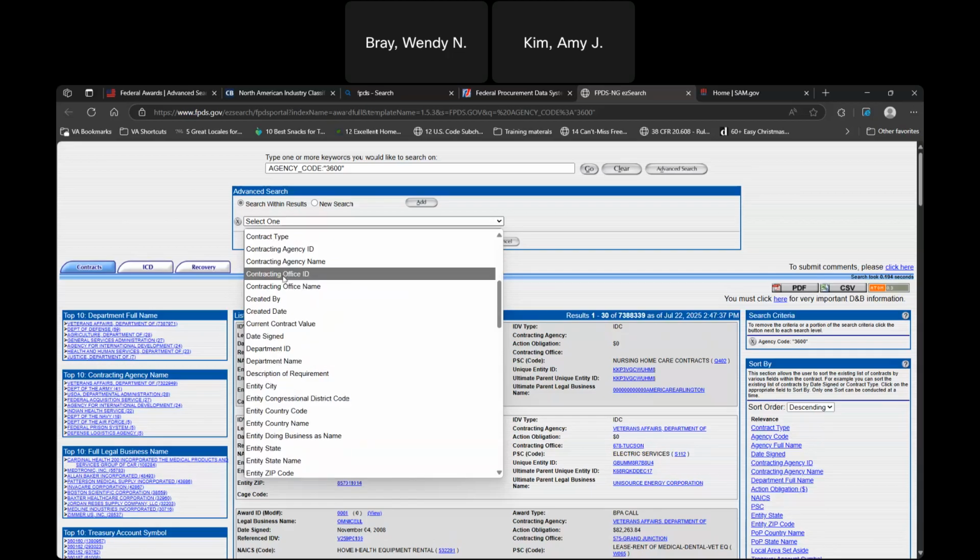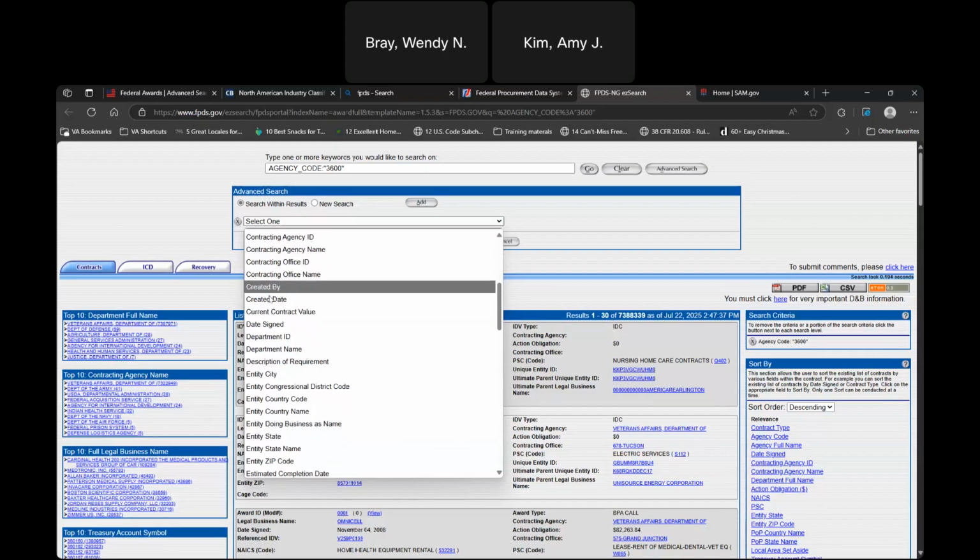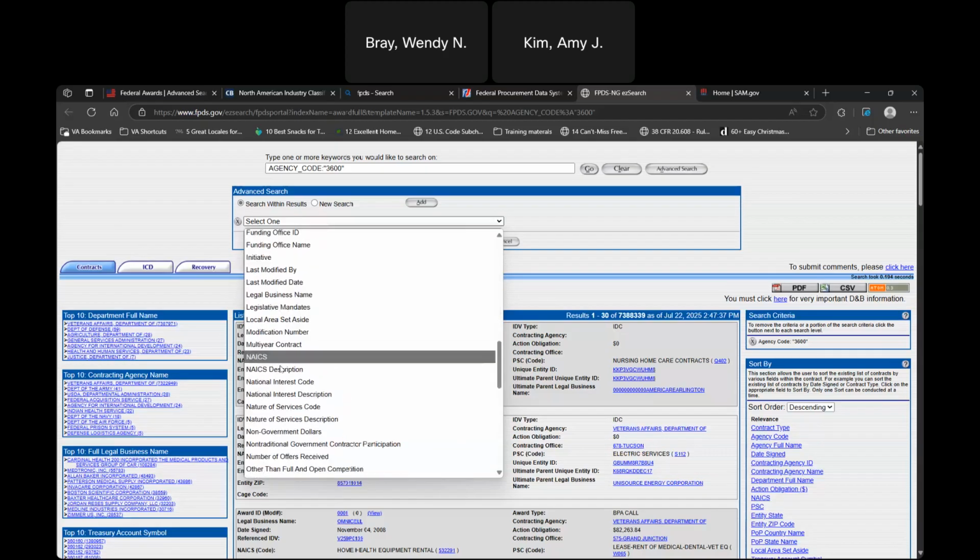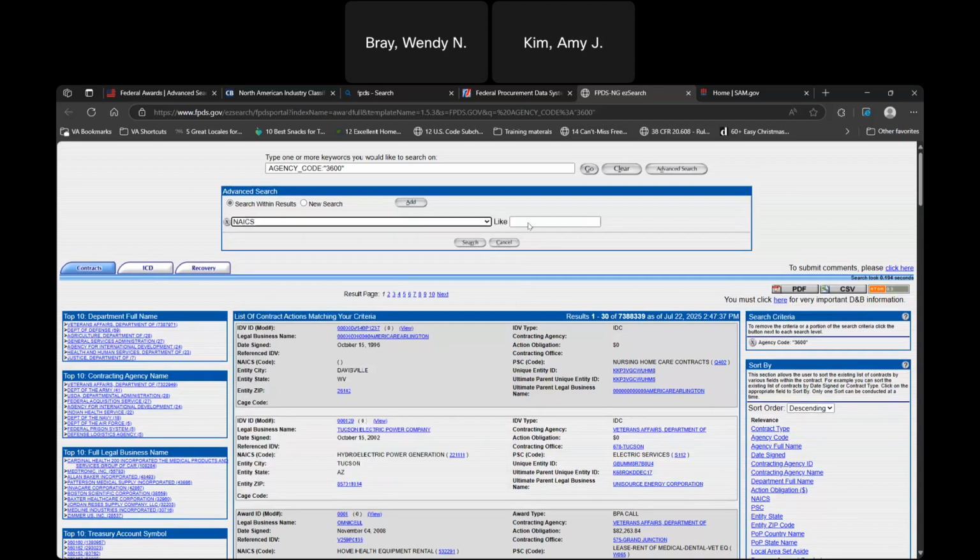One of the things that I like about FPDS is that it's in alphabetical order. So if I'm looking for NAICS code, I can just scroll all the way down to where the Ns would be. It has NAICS and it has description. So now I'm just going to place the NAICS code and select search.